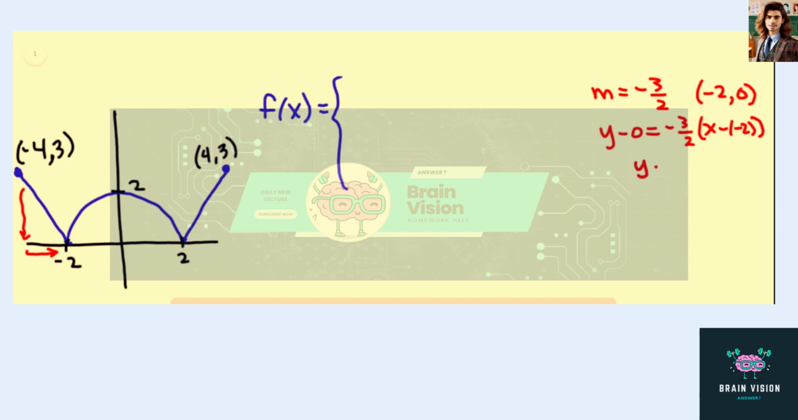So y equals -3/2 times x plus 2. So y equals -3/2 x minus 3 is the equation of that line. So that's our first piece. And the domain for that piece is just from x equals -4 to x equals -2.